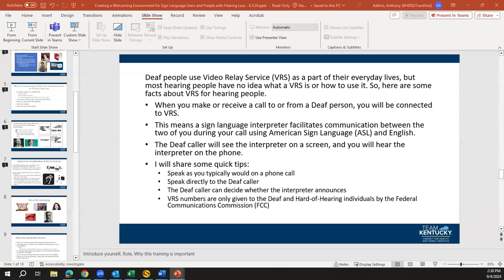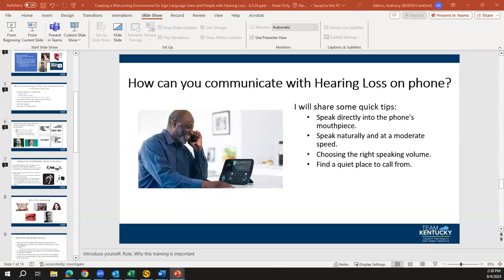These numbers are only given to deaf and hard of hearing individuals specifically from the FCC so that they can use it on their video phones. These are not regular telephone numbers.